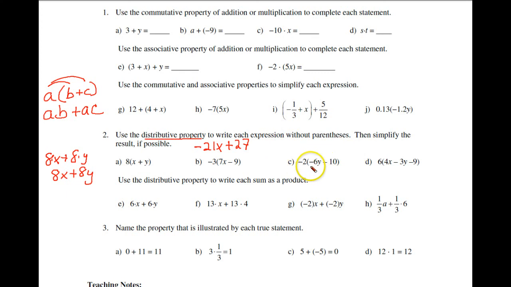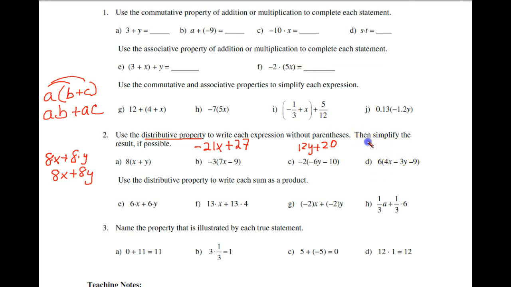And again, being careful of the signs. This will be a positive 12y, and this will be a positive 20. Now this is 3 terms within the parenthesis, so just going to multiply each of the terms by 6.